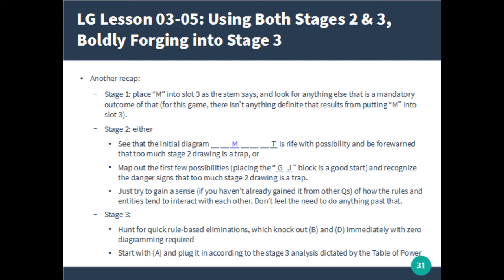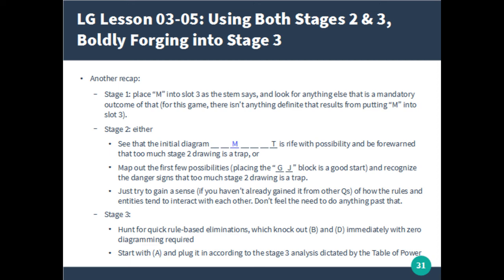So at this point, either because of the GJ block or because of the M rule that forces us to place another M into the diagram somewhere, either one should have given you enough warning signs to be like, okay, stop drawing for stage 2. Just at this point, get ready to plug and chug answer choices. But before you do that, maybe get a pretty clear and solid understanding of the rules and how they interact. Don't do anything past that. So again, all the red flags in stage 2 tell you not to do too much drawing, just gain a sense of how the rules tend to interact and how the entities tend to interact.